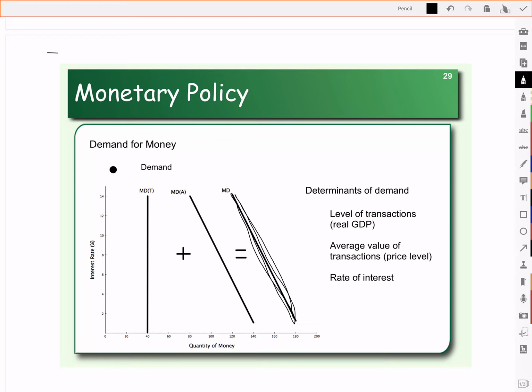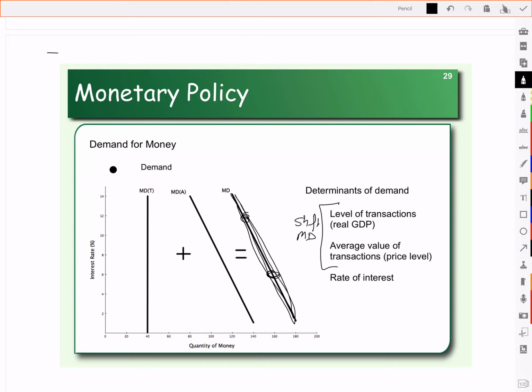So then as we look at the total demand for money, changing the rate of interest moves you along the demand curve. It's only changing the level of transactions, so how much income you have, because that's going to mean you're going to buy more stuff, or if you change the value of those transactions, that is the price of things, only those two are going to shift the demand for money.